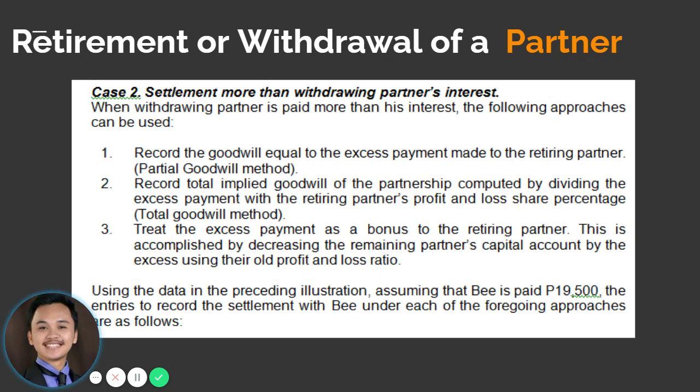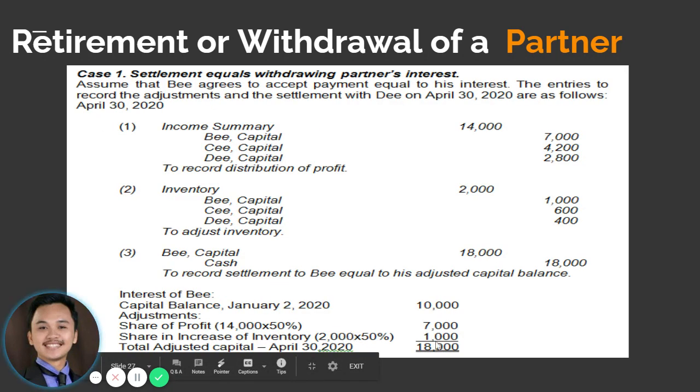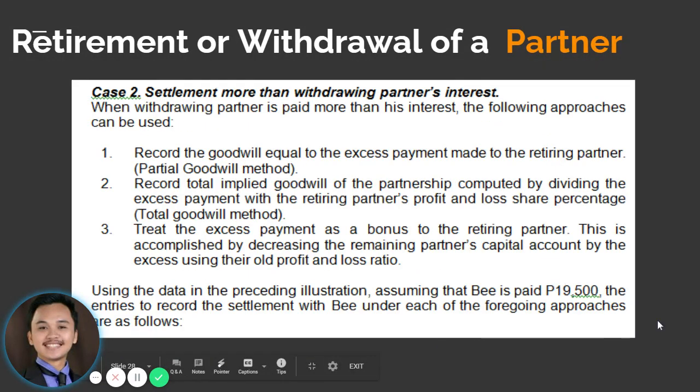That means he received more than his remaining capital on the date he withdrew. So again, the procedures here: record goodwill equal to the excess payment made to the retiring partner, or record total implied goodwill of the partnership computed by dividing the excess payment by the retiring partner's profit or loss share percentage, or treat the excess payment as a bonus to the retiring partner. This is accomplished by decreasing the remaining partners' capital accounts by the excess using their old profit and loss ratio. So using the data in the preceding illustration, assuming that B is paid 19,500, but his capital balance earlier is only 18,000. The balance is only 18,000 but he received 19,500.